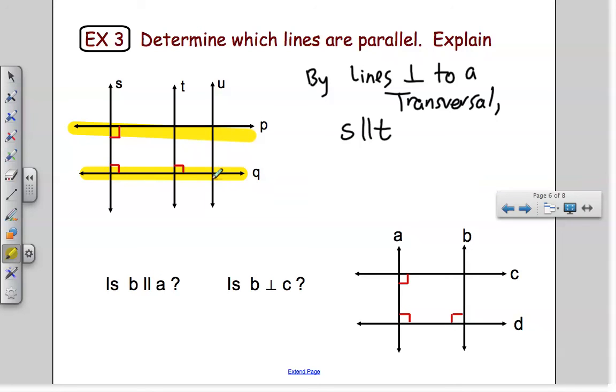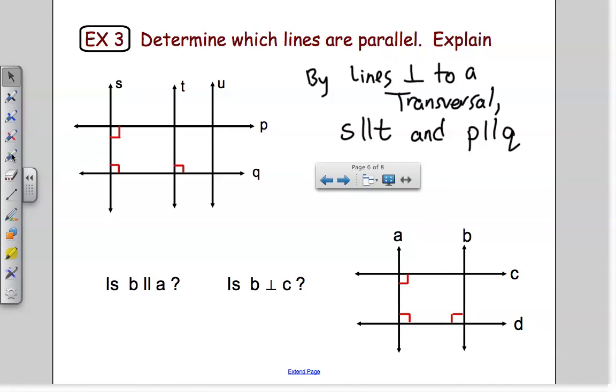And actually, if you look, it's not U, T is only perpendicular to Q, but line S is perpendicular to both P and Q. Therefore, P and Q have to be parallel. So it's still by lines perpendicular to a transversal. S is parallel to T, and P would have to be parallel to Q. So using that theorem from the previous page, if you have two lines perpendicular to the same line, those lines are parallel.